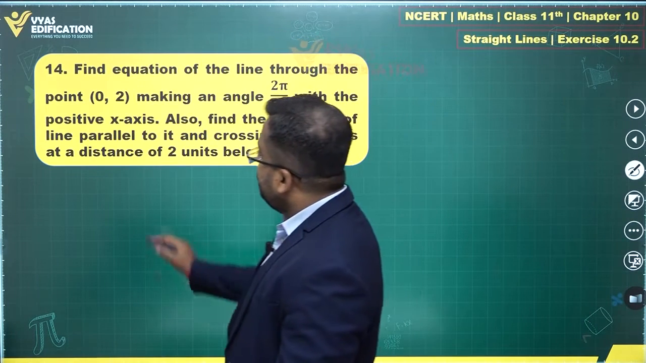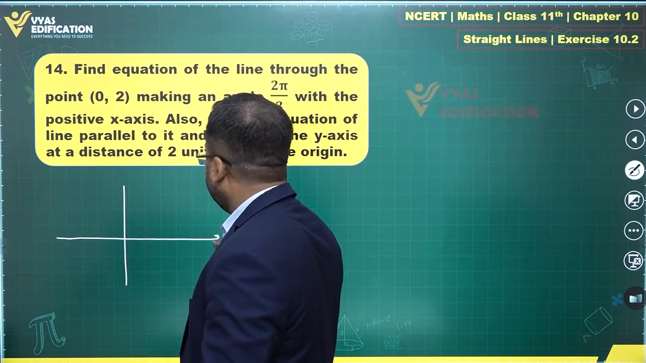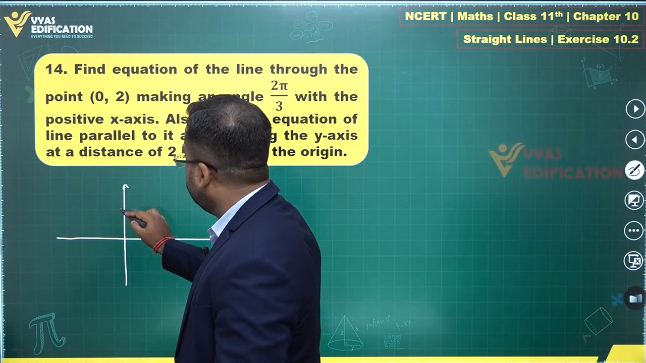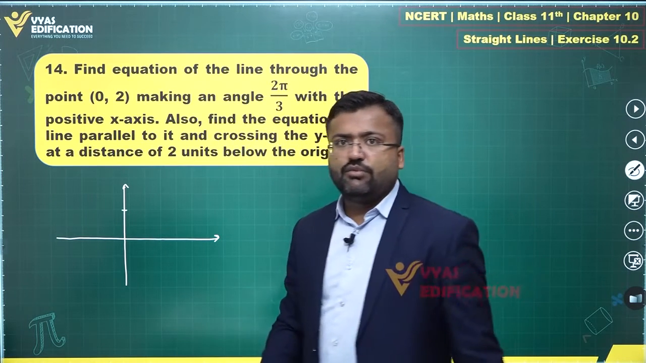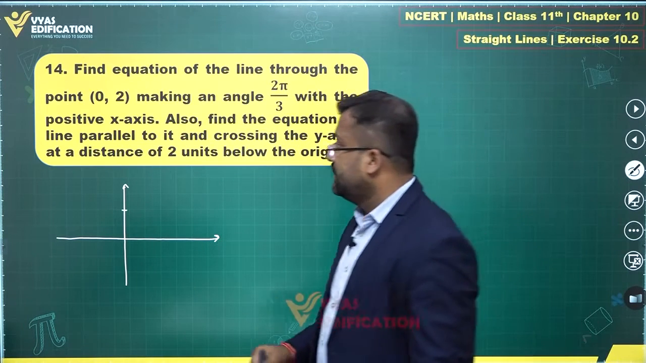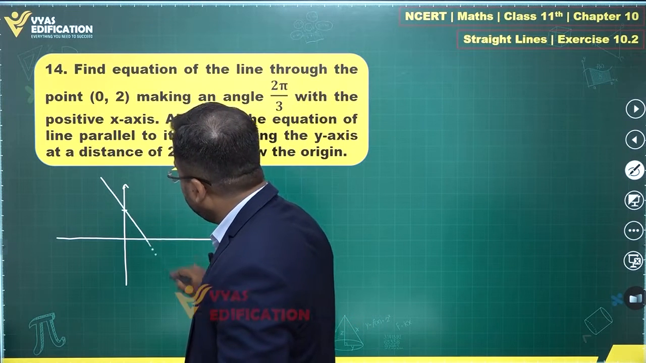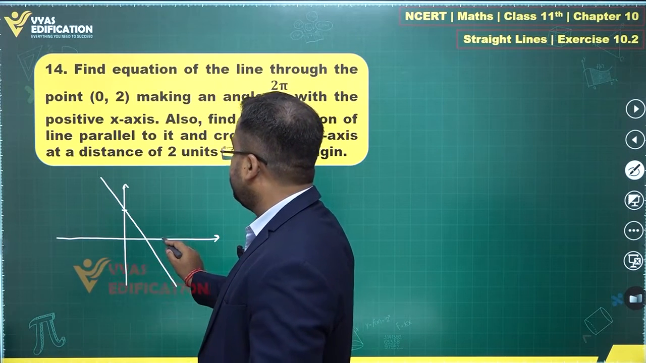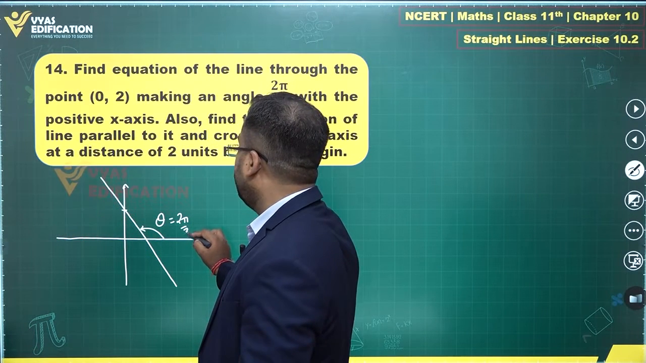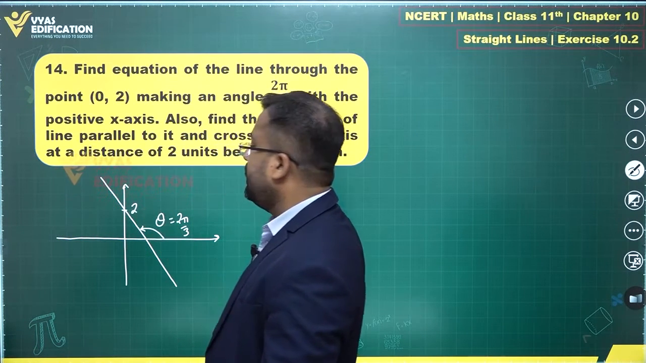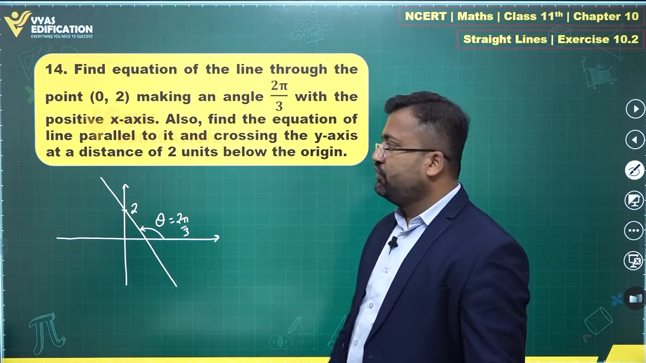Equation of the line passing through (0, 2), making an angle of 2 pi by 3 with the positive x-axis. Now 2 pi by 3 is greater than 90 degrees. So 2 pi by 3 will be this angle over here, from the positive x-axis. This is the point (0, 2), therefore the y-intercept is 2.